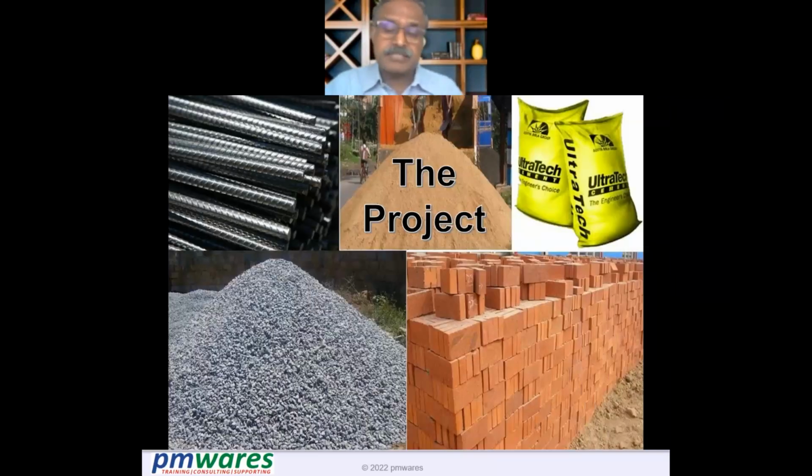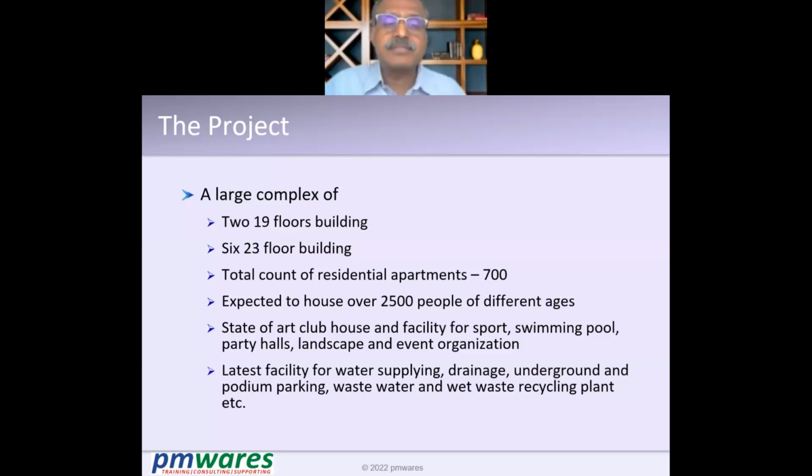Now let's look at this. What is the solution, and how, on the project we are talking about, are we trying to find the solution for this? What is this project? This project has overall 8 buildings, two 19-floor buildings and six 23-floor buildings. It's a complete complex with a total capacity of over 700 apartments. It's a fairly large complex, and in 700 apartments you can expect that more than 2,500 people will stay.